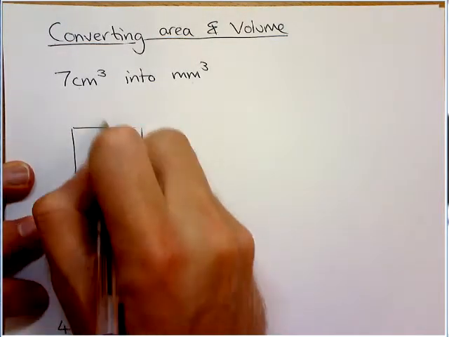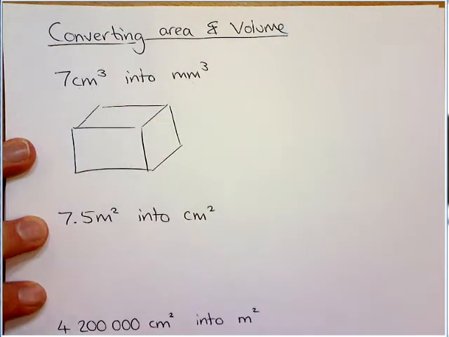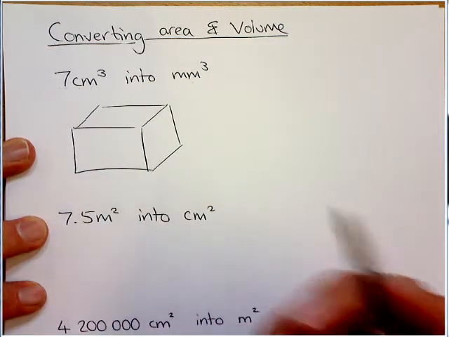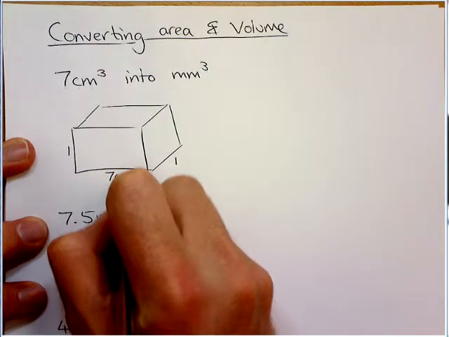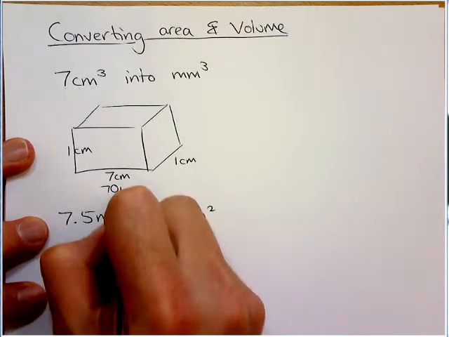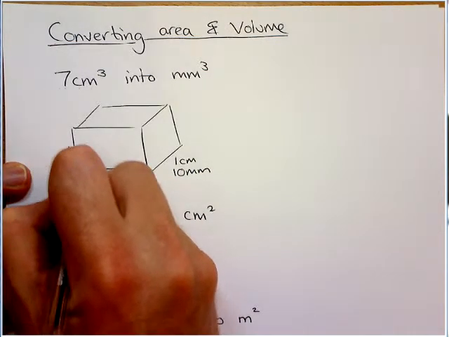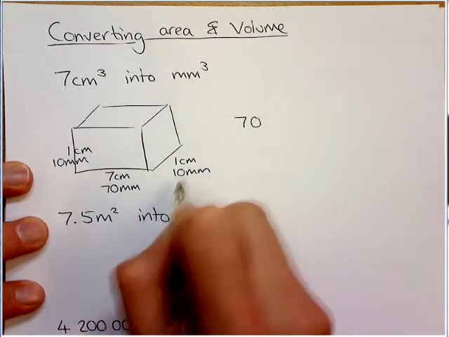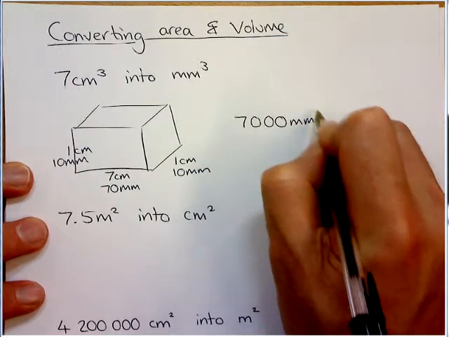Now, this is a volume, so it has to be three-dimensional. Think of a cuboid, and to make 7, three numbers multiplied together, let's just go for 7, 1, and 1. That's dead easy, and this is in centimeters. Now in millimeters, that's 70 millimeters, then 10 millimeters, and this is also 10 millimeters. So multiplying these numbers together, it would be 70 times 10 times 10, and it's in fact 7,000 millimeters cubed.